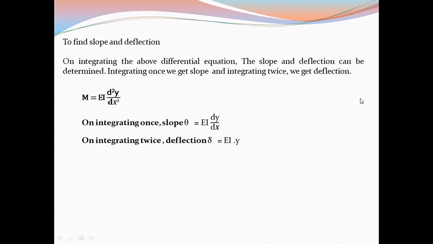Then how to find the slope and deflection? On integrating the differential equation M is equal to EI d squared y by dx squared once, we will get the slope, that is dy by dx. On integrating twice, we will get the deflection y.